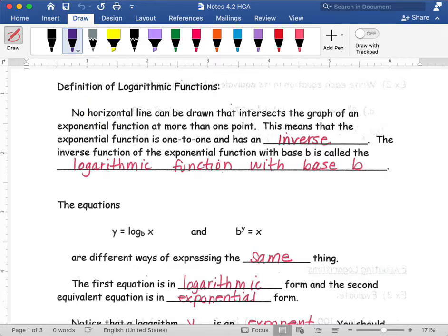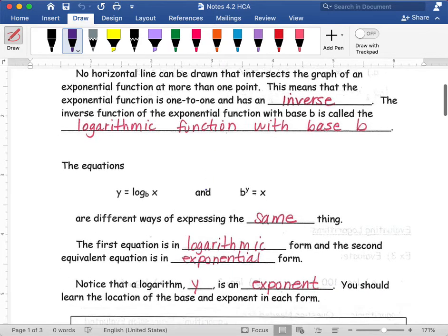So we say no horizontal line can be drawn that intersects the graph of an exponential function at more than one point. This means that the exponential function is one-to-one, and it also has an inverse that is a function because it passes the horizontal line test. The inverse function of the exponential function with base b is called the logarithmic function with base b.